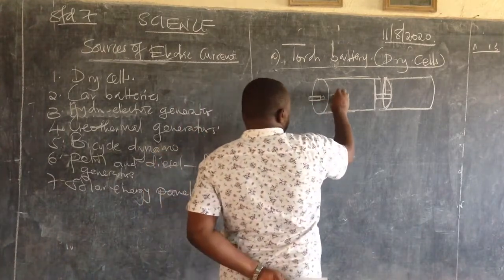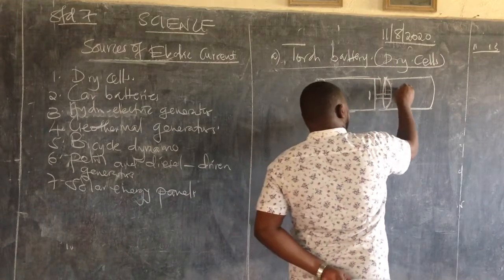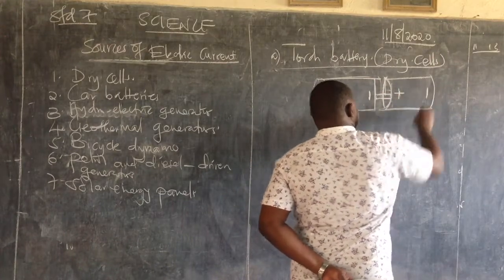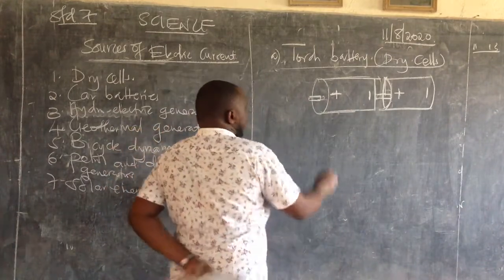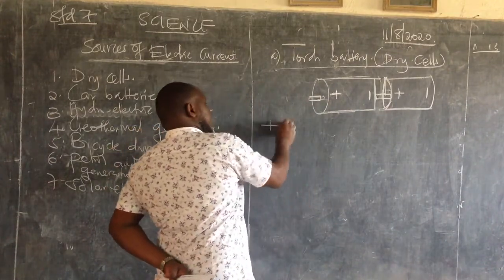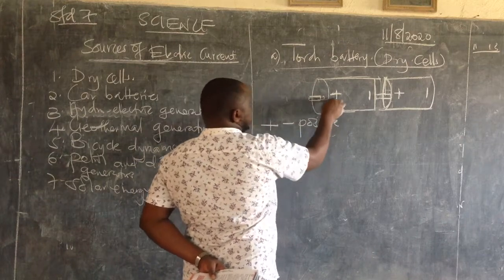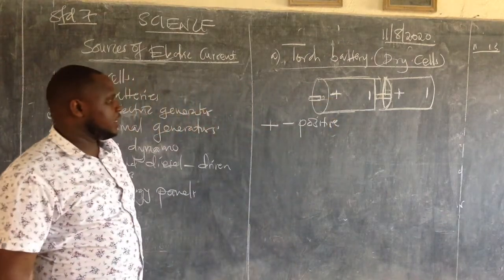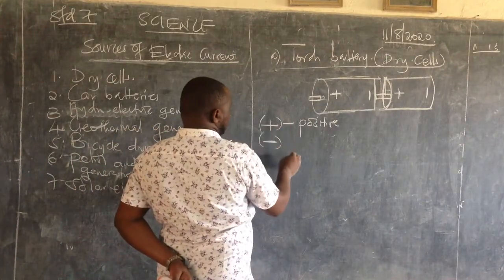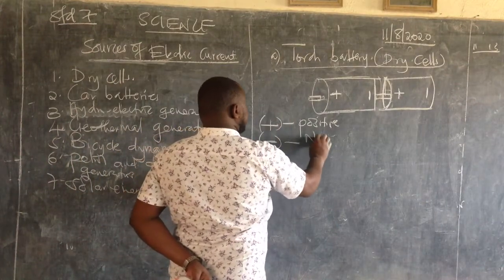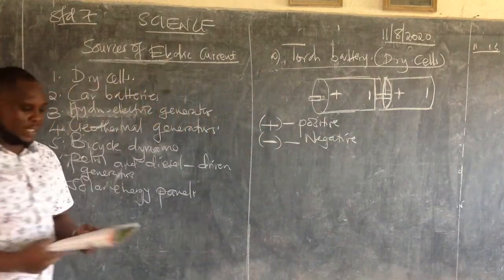So you see something written here. There is a plus, a minus, a plus, and a minus. Then we have, of course, the plus, which means positive. So this end is having a positive charge. Then the negative means negative. These are the parts that you need to understand.